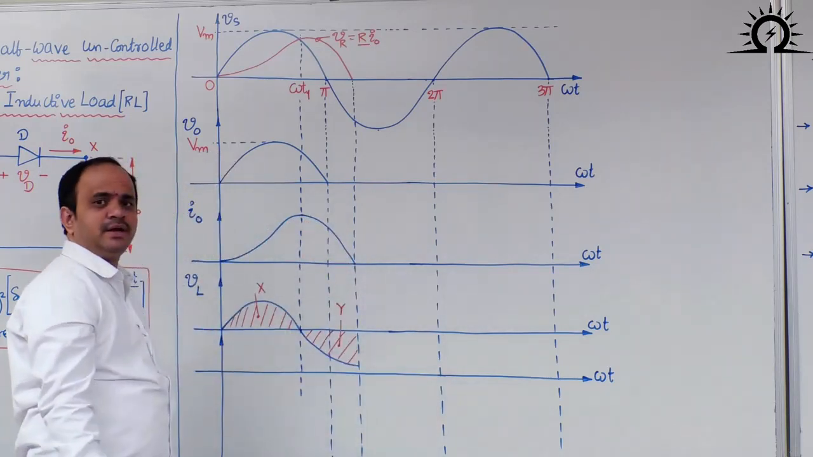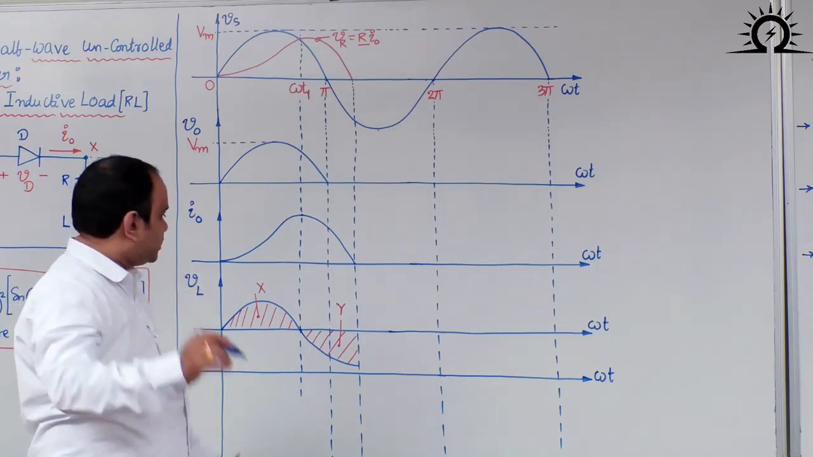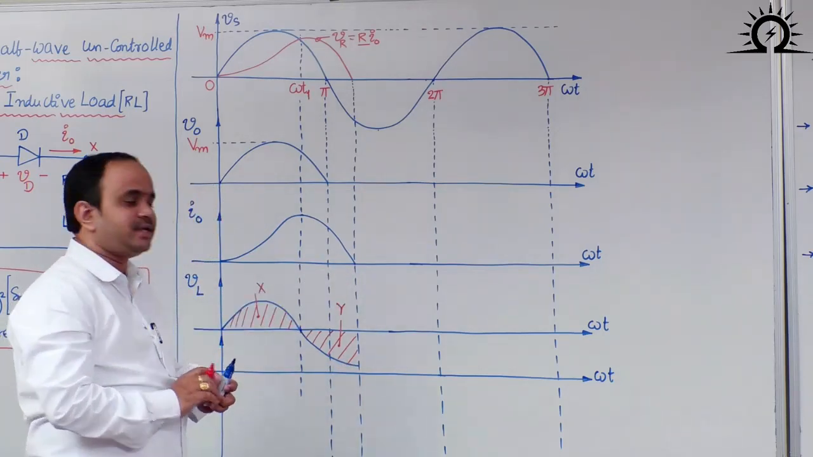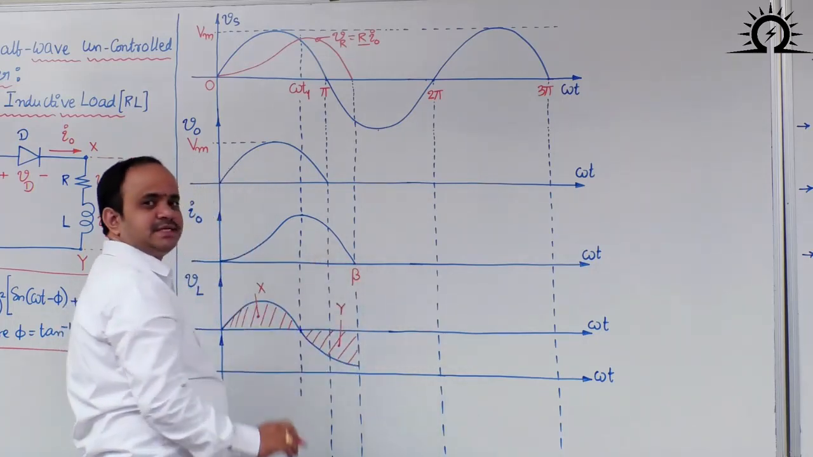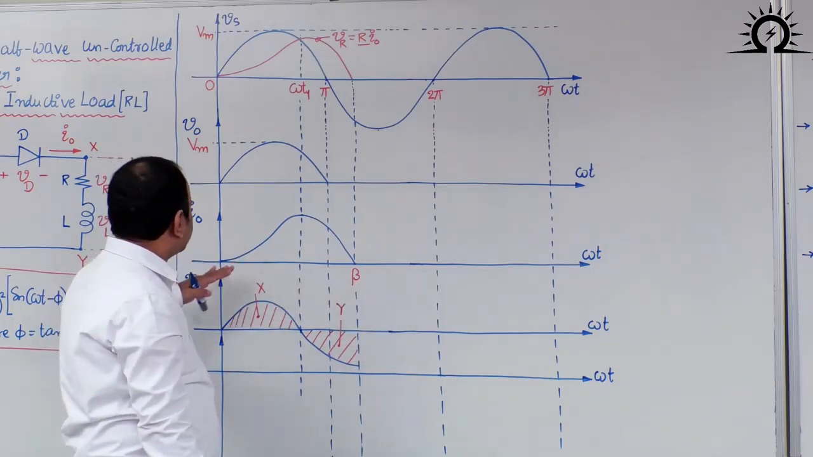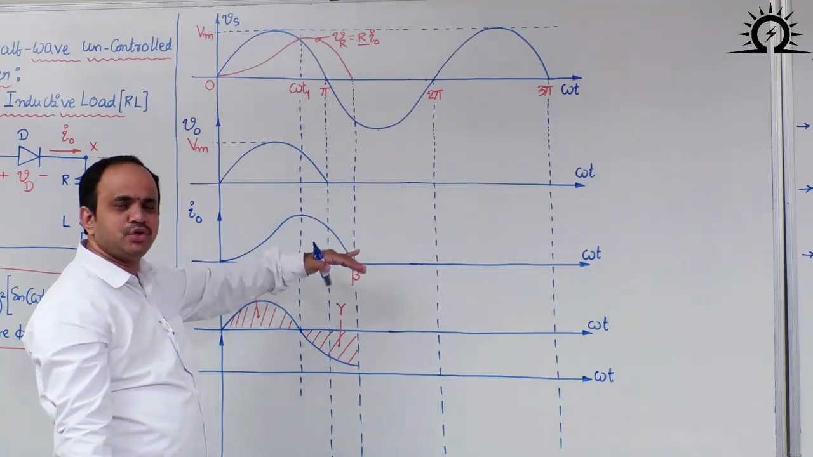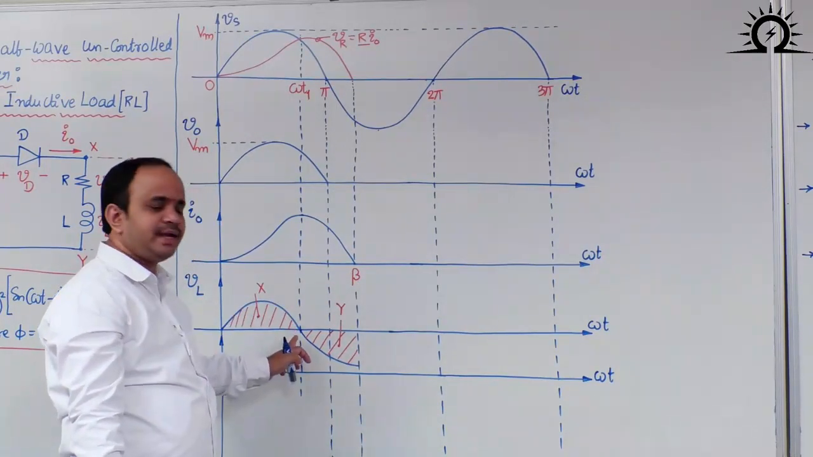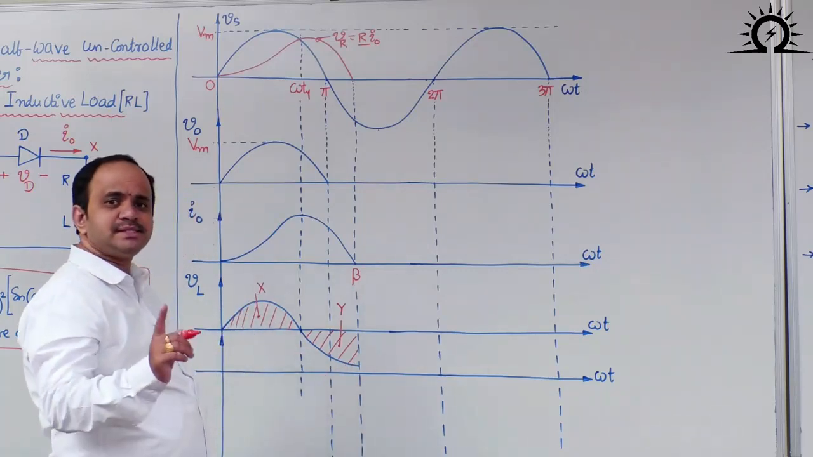The instant where volt-second balance is satisfied, at that instant the current reaches 0. That instant is named the extinction angle, denoted with the symbol beta. You can also say the load current extinguishes at the instant beta. At that instant, the energy stored in the inductor is released, where volt-second balance is satisfied.